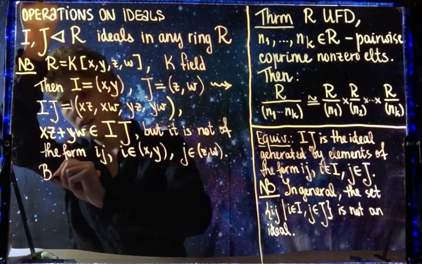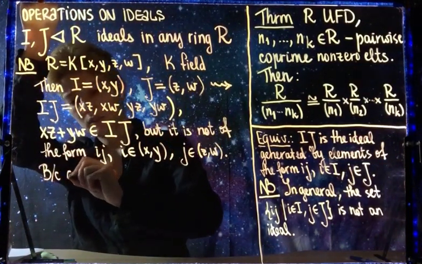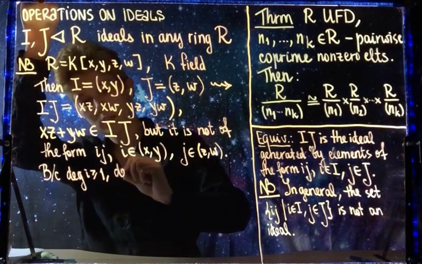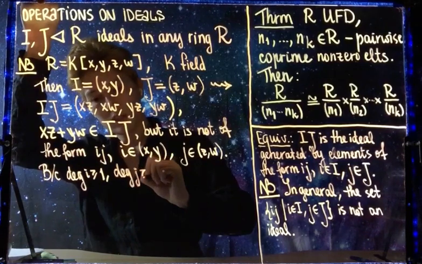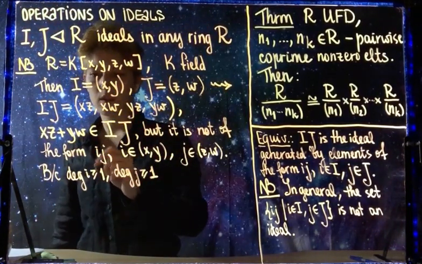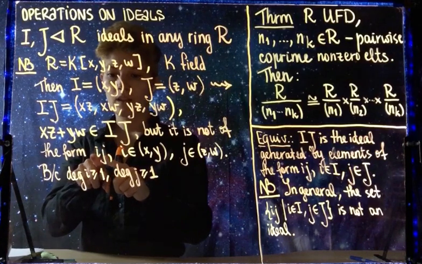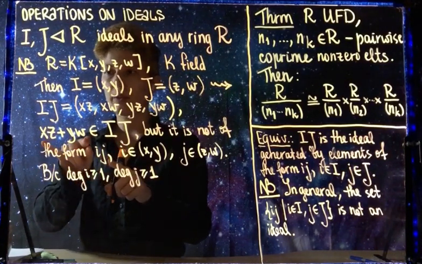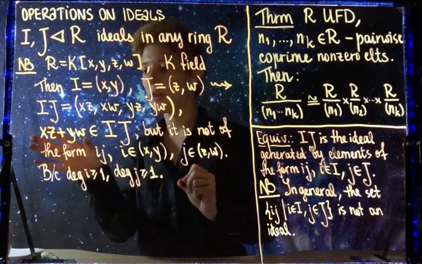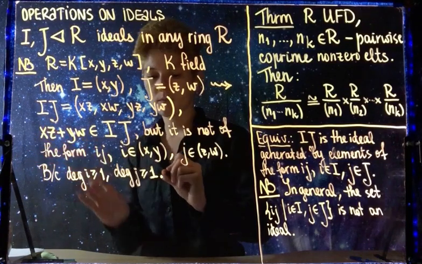And this is because the degree of I is at least 1, the degree of j is at least 1. So this would give a non-trivial factoring of this polynomial, but you proved in one of your homeworks that this polynomial is irreducible.